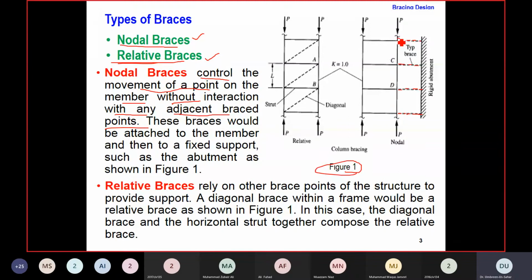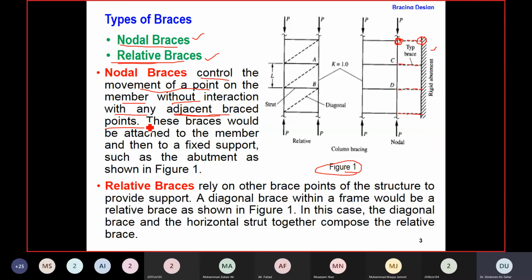It means that your nodal brace on one side is going to be connected with the frame itself, or with the part of the frame that requires bracing, that requires stability. And what about the other end of this brace? That is going to be connected with a rigid connection, any rigid connection that may not be a part of your frame itself. Or it may be a part of the frame, but it will not be the point that requires the bracing.